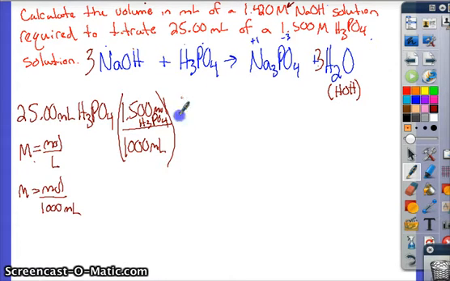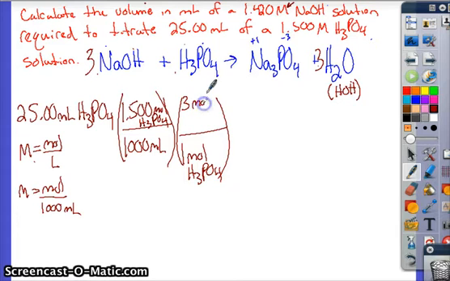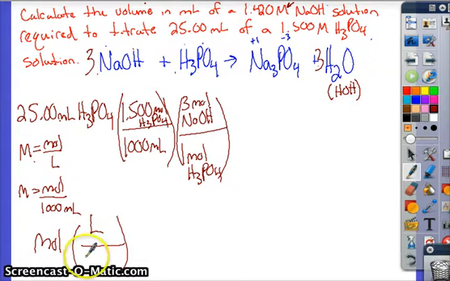We can then do the mole ratio to convert from moles of phosphoric acid, which we have 1 mole of phosphoric acid, to moles of our sodium hydroxide. In this case, we have 3 moles of NaOH. Now that we have moles of sodium hydroxide, if you have moles of a substance, you can set your molarity up so that you have liters or milliliters on top, so the volume on top and the number of moles on the bottom, so your moles cancel.